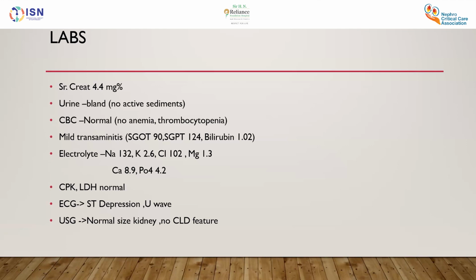So on labs, creatinine was 4.4 mg, urine was bland, no sediments, CBC was normal, no anemia, thrombocytopenia, mild transaminitis with SGOT being 90, SGPT 124, bilirubin 1.02. In electrolytes, sodium was 132, potassium was 2.6, chloride 102, magnesium was 1.3, calcium 8.9, phosphorus 4.2. So hypokalemia, hypomagnesemia was there. CPK, LDH was normal. ECG had shown hypokalemic features like ST depression and U-wave. USG was normal size kidney, and there was no CLD feature.